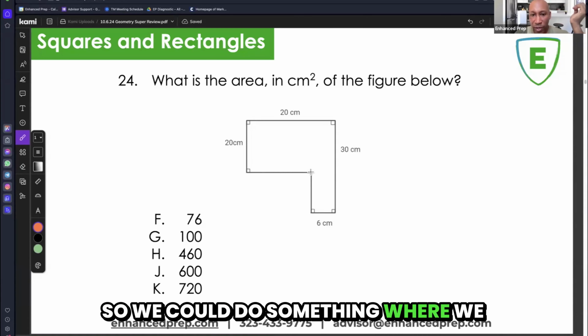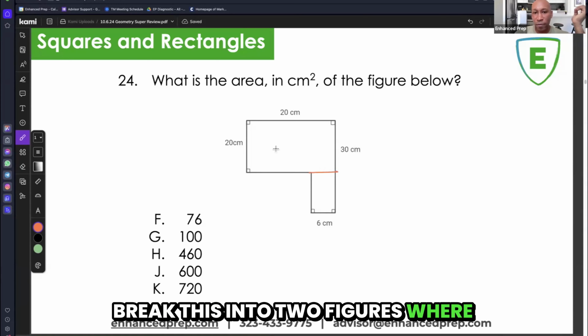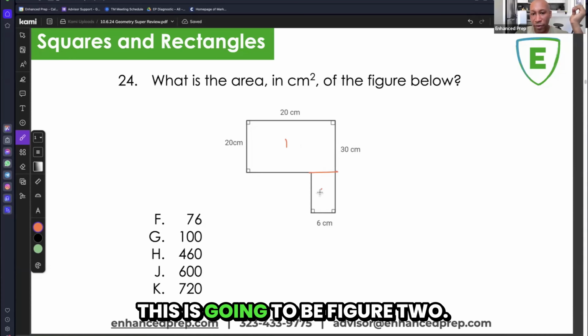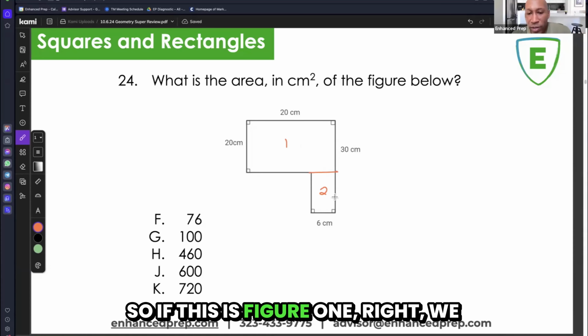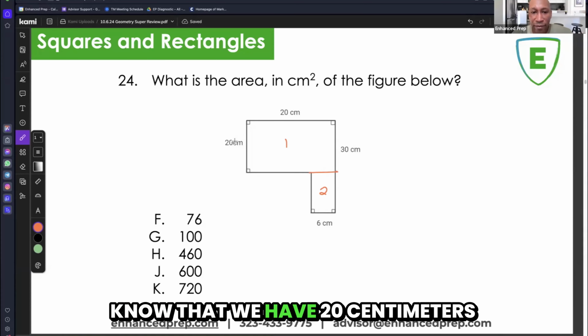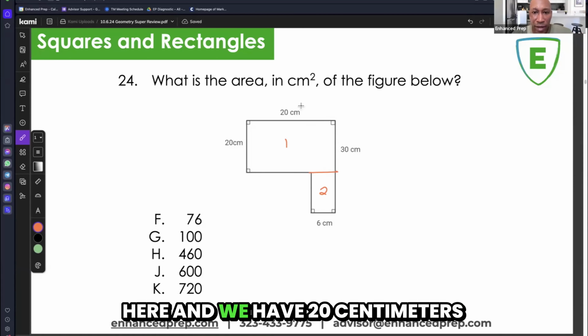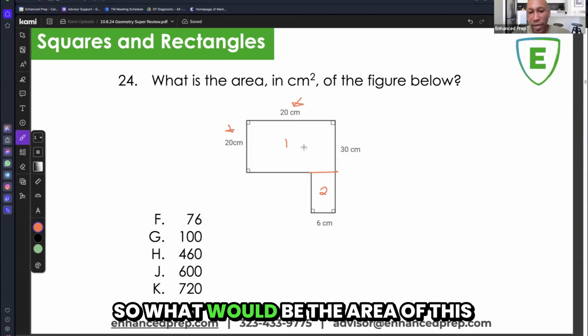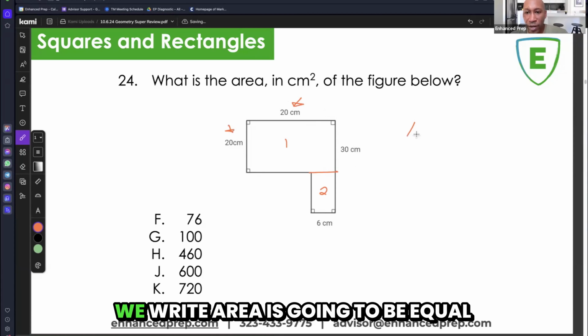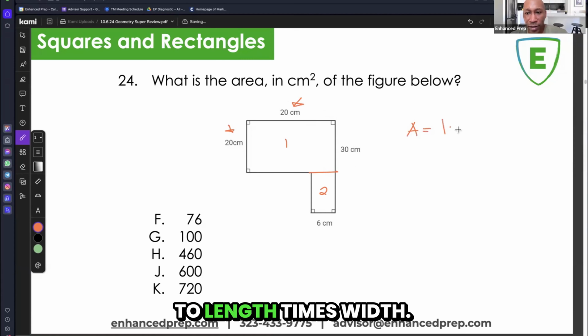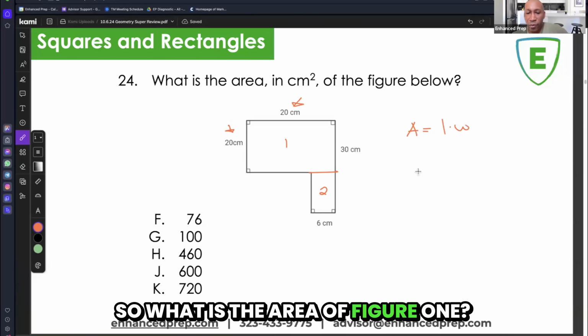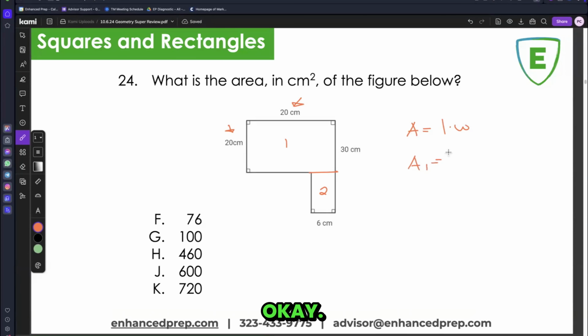So we could do something where we break this into 2 figures, where this is going to be figure 1 and this is going to be figure 2. If this is figure 1, we know that we have 20 centimeters here and 20 centimeters here. So what would be the area of this one? Well, we write area is going to be equal to length times width. So what is the area of figure 1? 400 centimeters. Okay, cool, equals 400.